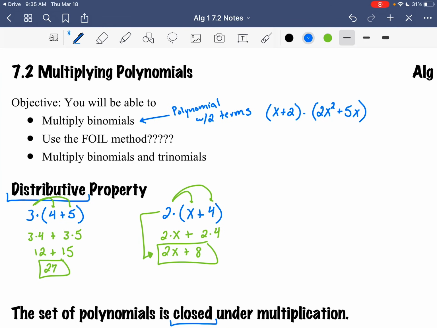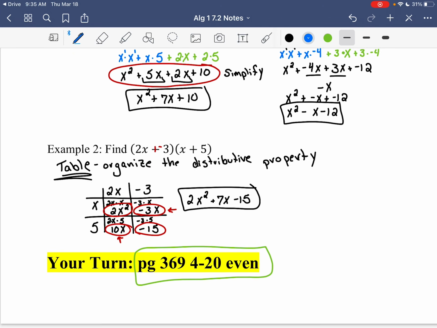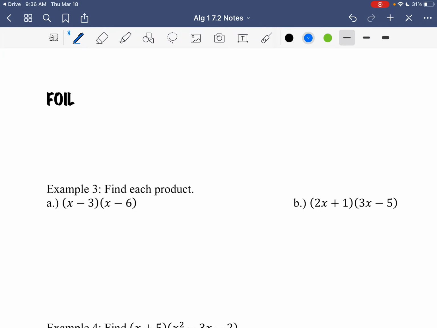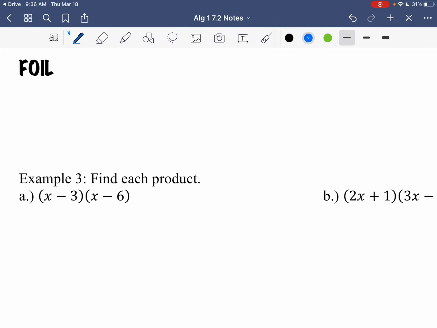All right, 7.2, part 2. We've learned the distributive property. We've also multiplied binomials in a table. I'm going to quickly address one more method, which is using FOIL.